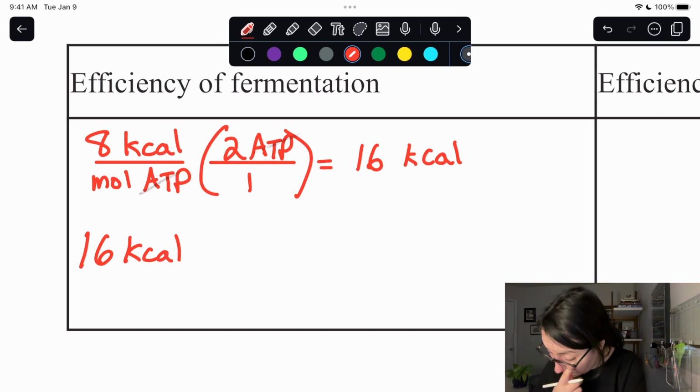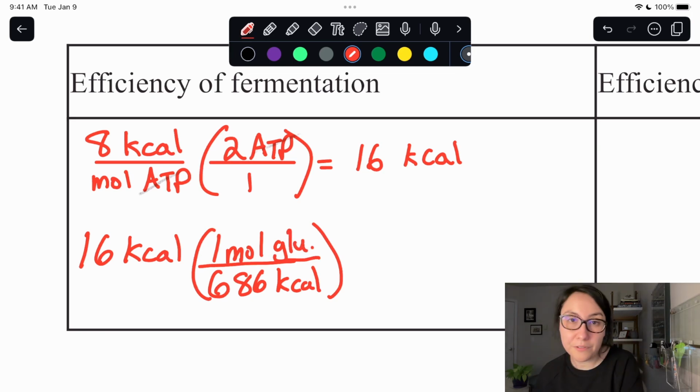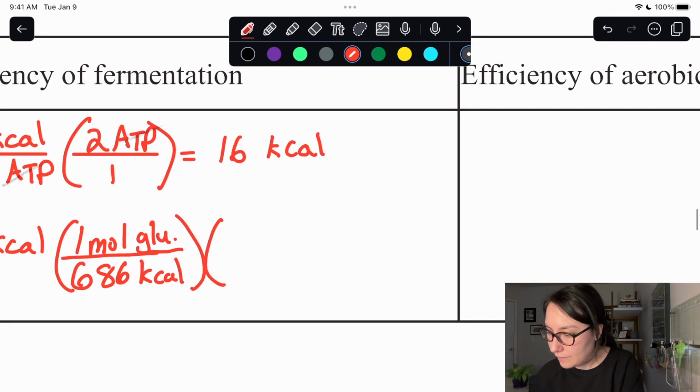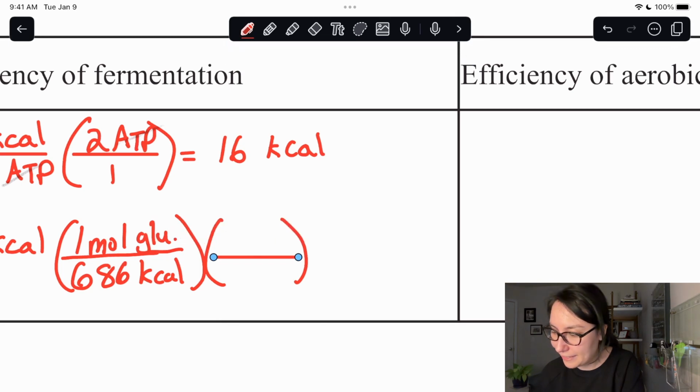And then we're going to say here is that you're going to say for every 686 kilocalories, you're going to have 1 mole glucose. For my people who are in Gen Chem, this is probably not the happiest thing in the world to look at right now. And if you were in Gen Chem and you didn't like it, probably still not the happiest thing in the world to look at right now.